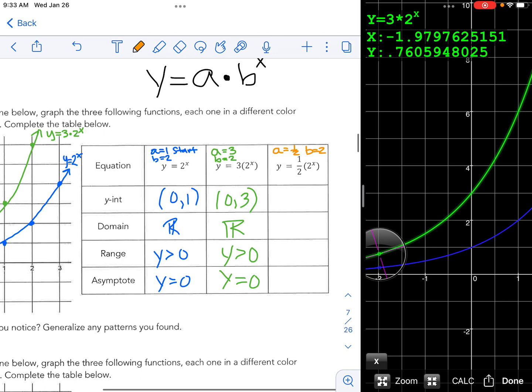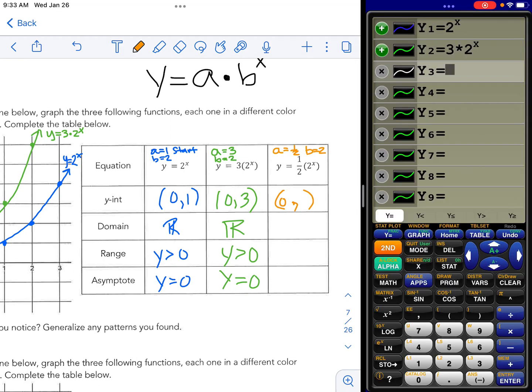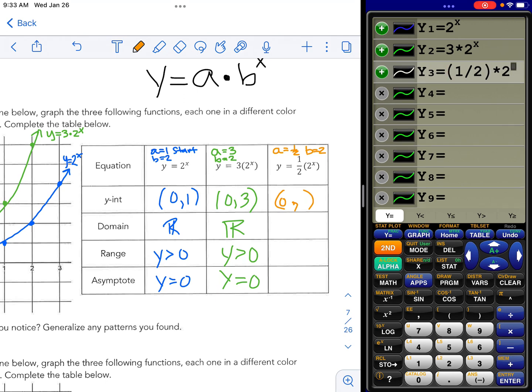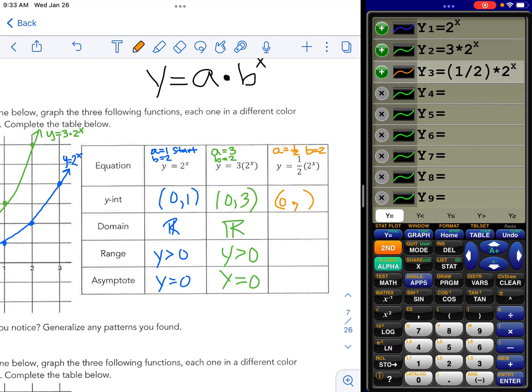So you can probably speculate what this intercept is. Take a moment to think about that at 0. As you're thinking about that, I'm going to go ahead and graph it. I'm going to come down here and do 1/2, 1 divided by 2, and put that in brackets, times 2 caret x. And I'm going to make that orange because I'm using an orange pen.